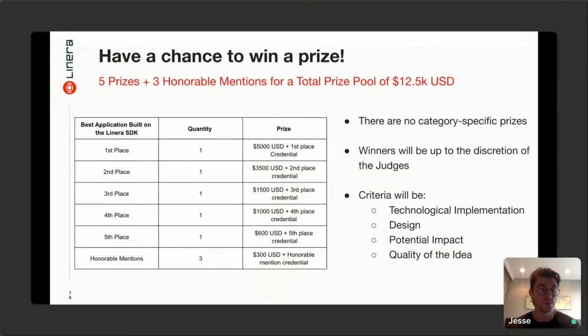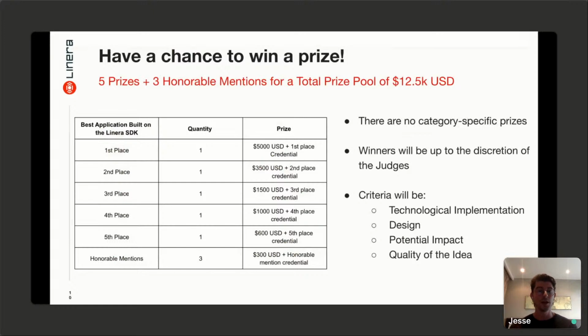So in terms of prize pool breakdown, there's going to be 8 prizes in total, which includes a prize for 1st place through 5th place, as well as 3 honorable mention prizes. Each prize will also come with a digital certificate. There are no category-specific prizes or tracks. All prizes are for the best application built on the Linera SDK, so we invite you to be creative. And the total prize pool will add up to 12.5K USD, and the winners will be up to the discretion of the judges.